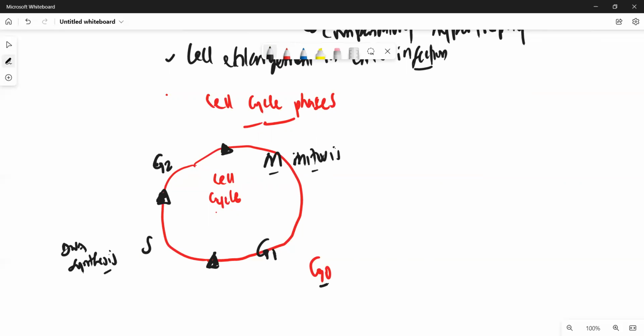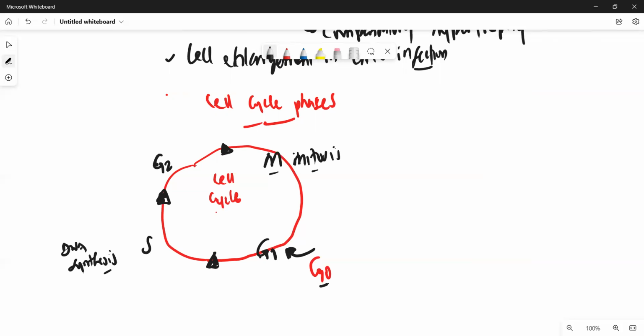So looking at the cell cycle, we have the G0 phase, which is usually the resting phase. And if a cell needs to divide, it needs to go to G1. The G1 is when we make sure there's no mutation, and the cell is okay to go into the S phase and start the process of cellular division.